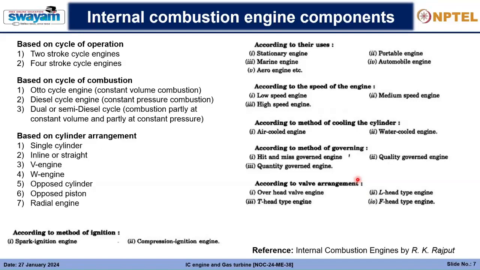Then, according to the valve arrangement, there are the overhead valve engine, L head type, E head type, and F head type. The valves are present to take in and take out the combustible mixture. That is used to supply the combustible mixture inside the combustion chamber, so based on that also you can have a classification. And finally, due to the number of cylinders, there are single cylinder and multi-cylinder engines. So you must be knowing all this.